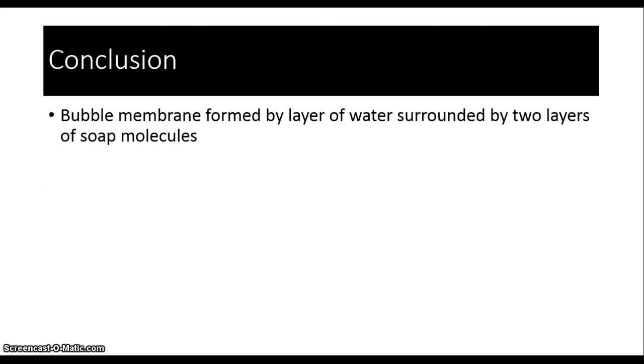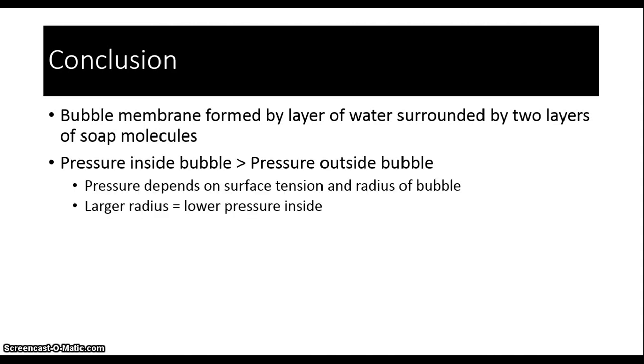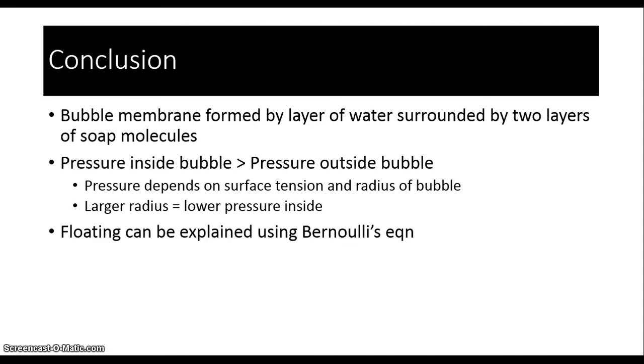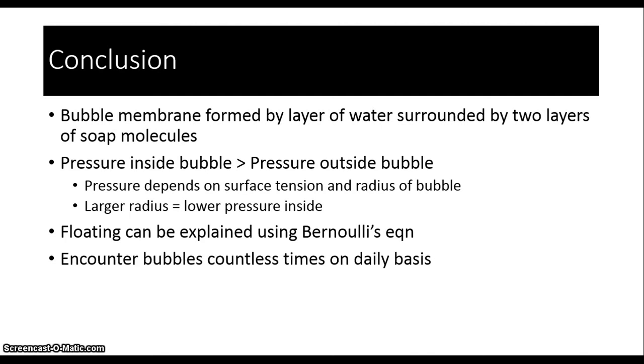So, in conclusion, bubble membranes are formed by a layer of water surrounded by 2 layers of soap molecules. The pressure inside a bubble is always greater than the pressure outside. This pressure depends on the surface tension and the radius of the bubble, and a larger radius will mean a lower pressure inside the bubble. The floating of bubbles can be explained using Bernoulli's equation to model the situation, and we encounter bubbles countless times on a daily basis in modern life.